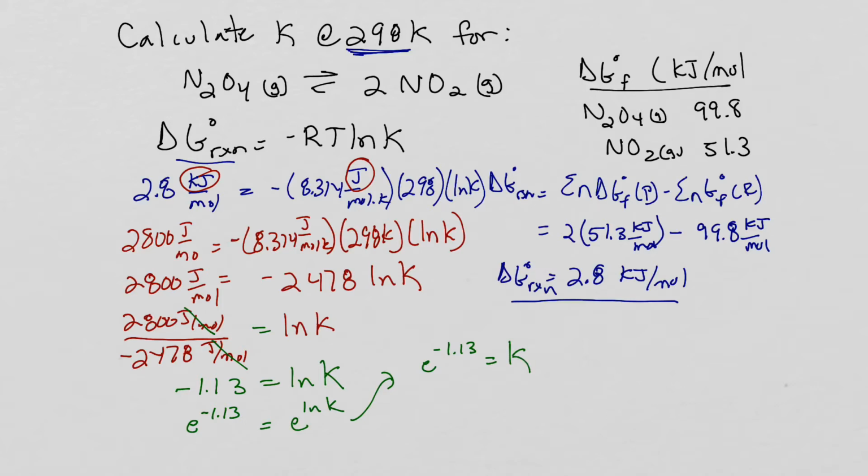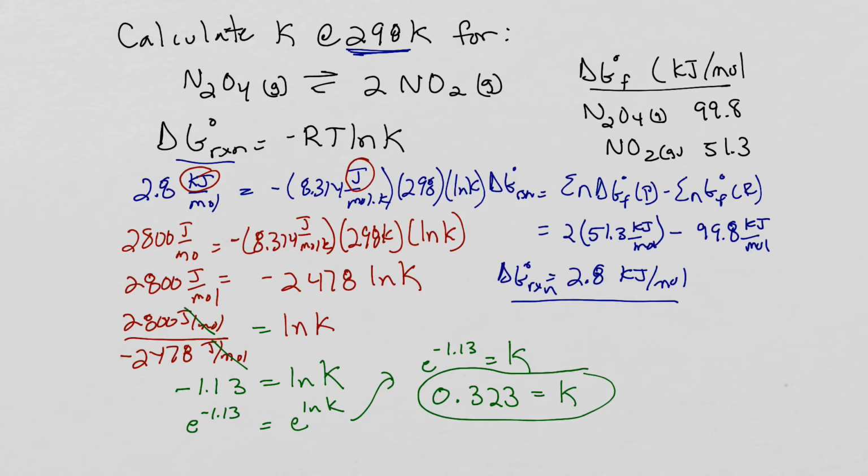If we calculate that function on our calculator, we get 0.323 equals K. So for this reaction at 298 degrees, our equilibrium constant would be 0.323. Okay. So now we have an example of how we might go about finding the equilibrium constant at standard state at 298 degrees Kelvin.